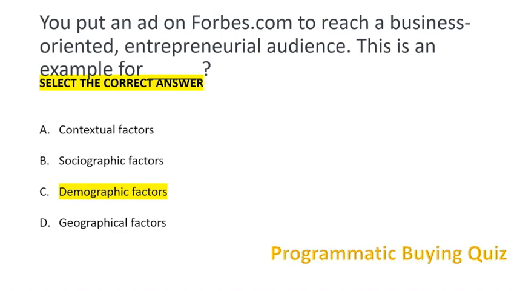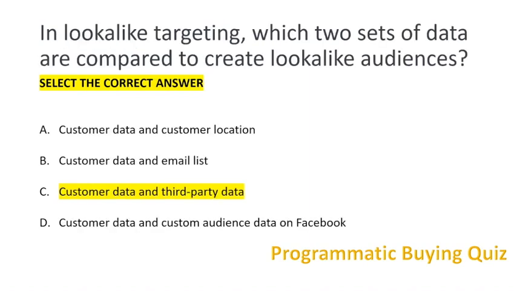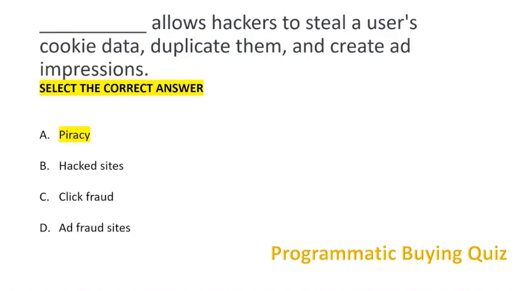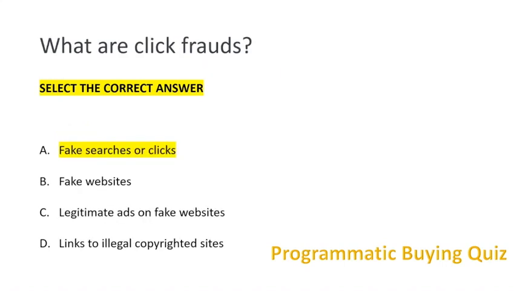In lookalike targeting, which two sets of data are compared to create lookalike audiences? A. Customer data and third-party data. Which allows hackers to steal a user's cookie data, duplicate them, and create ad impressions? A. Piracy. What are click frauds? A. Fake searches or clicks.